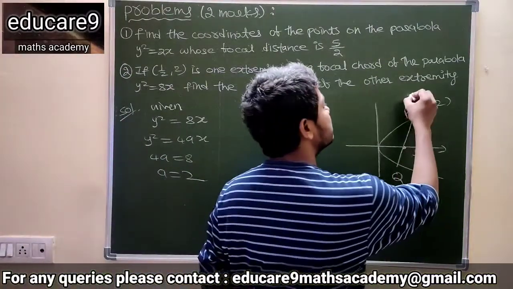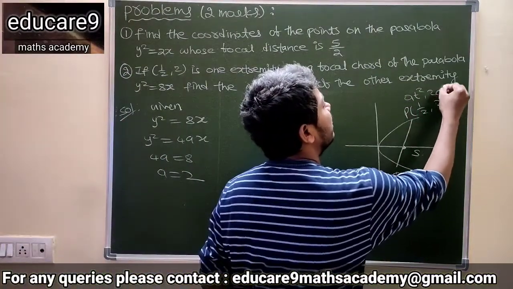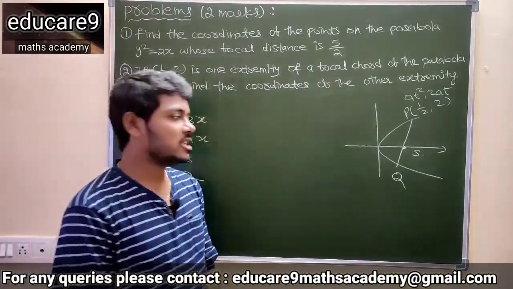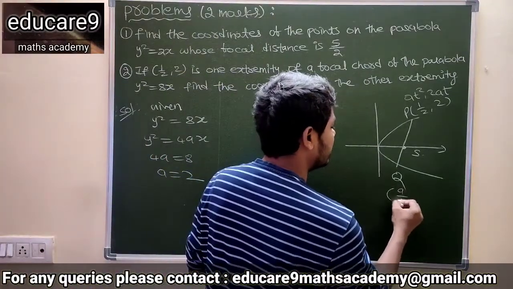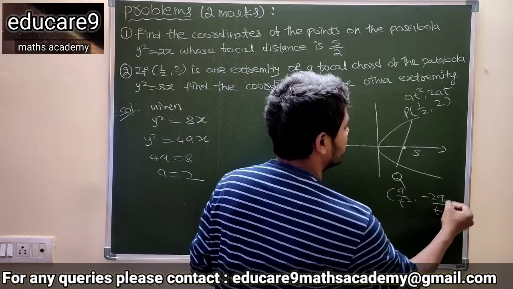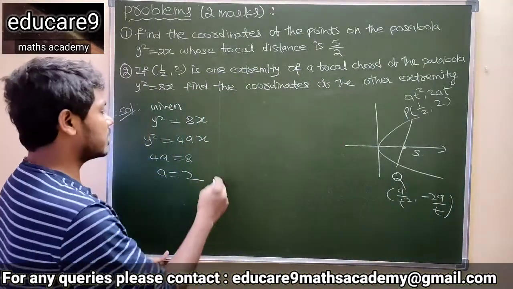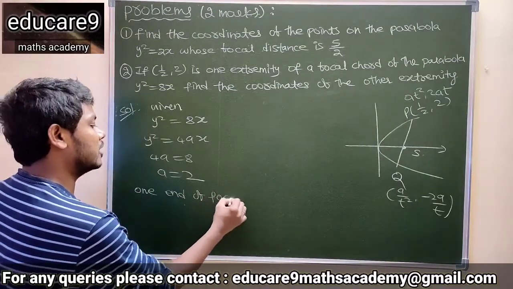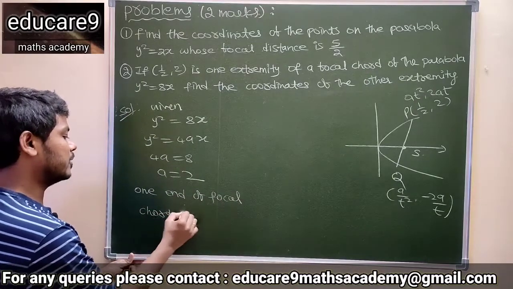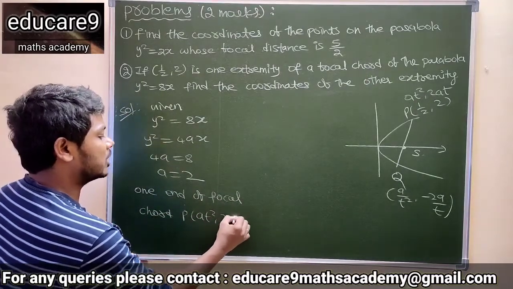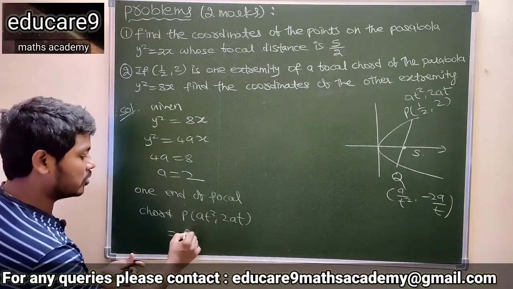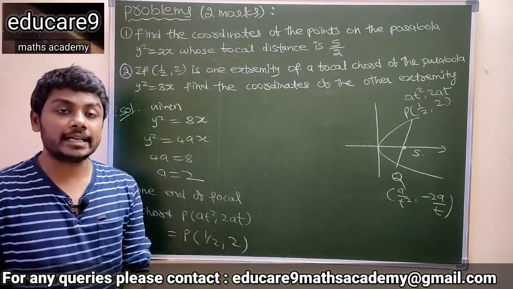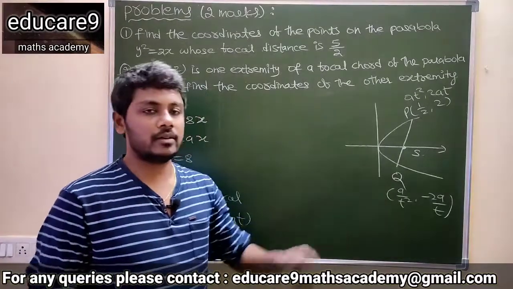See, here this point is at square comma 2at. Using that point we can find the other end of the focal chord. You know that the other end is a by t square comma minus 2a by t. See, here one end of the focal chord, P at square comma 2at, equals P 1 by 2 comma 2. Now from this we can find t and substitute in the point Q.